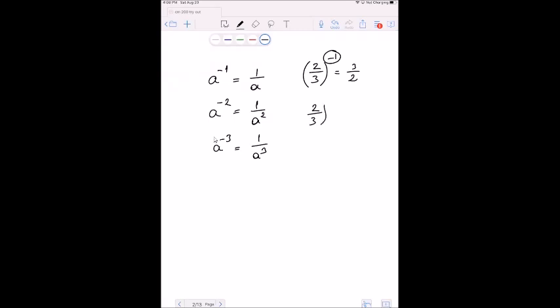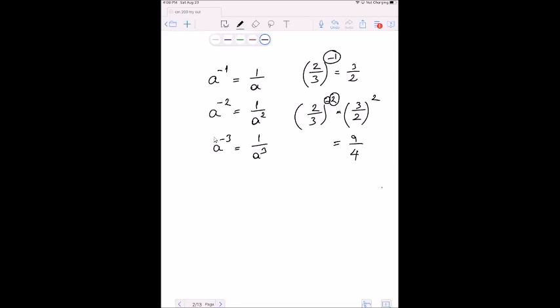Again, 2/3 to the power of -2. So what is that? This minus says change the place of denominator and numerator. Okay, I changed it, 3 over 2, and this is the power. That's it. So it's going to be 9/4.